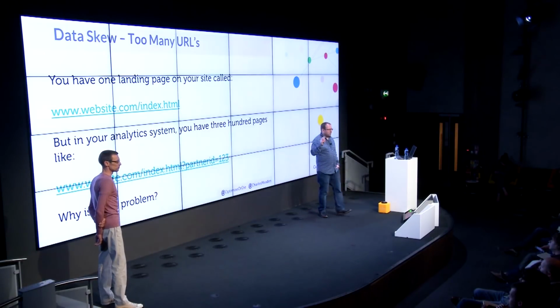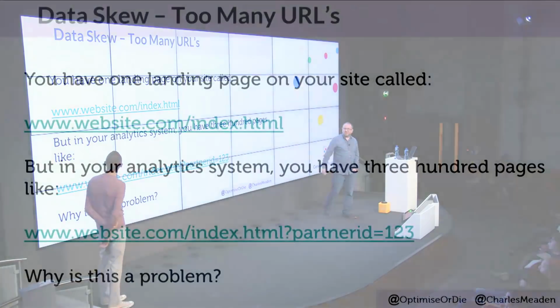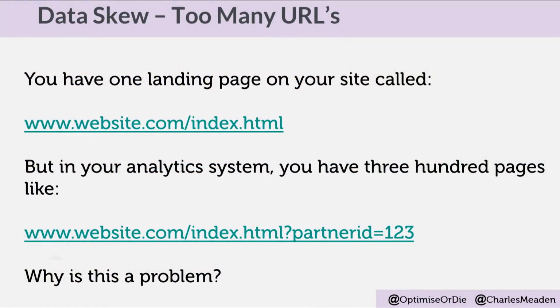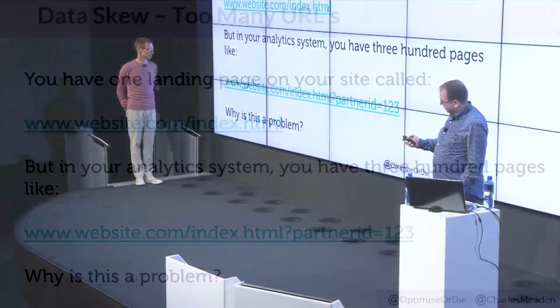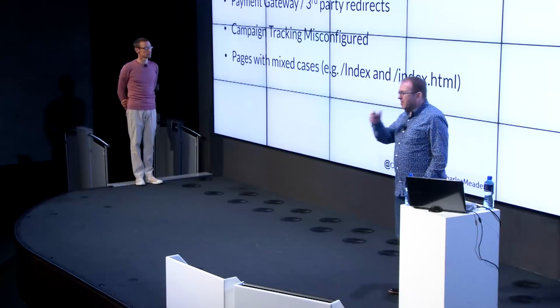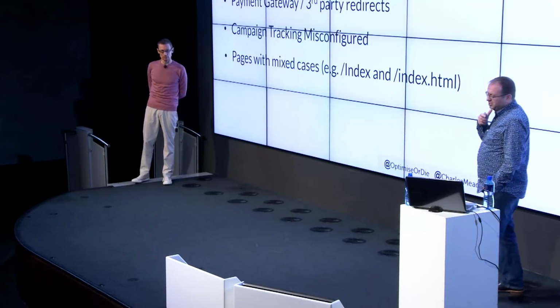And the most common one we do is what we call too many URLs. Because our website has only got one homepage, but our analytics system says, no, you've got 300, because somebody's popped a tracking URL or a query string on the end and left it for 2 years. And it's a problem because one of us has got to go back and deal with that before we can report on it.